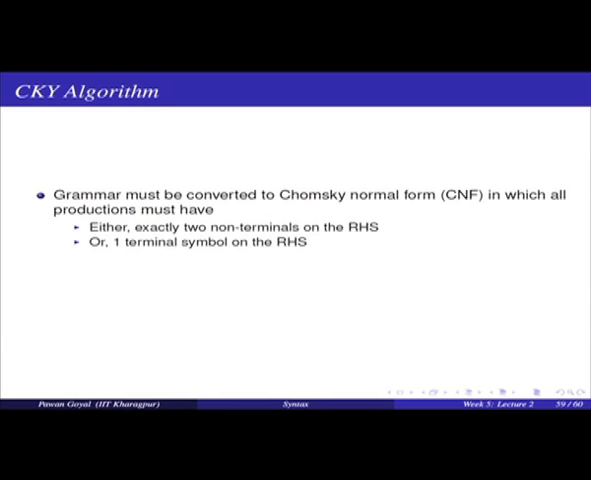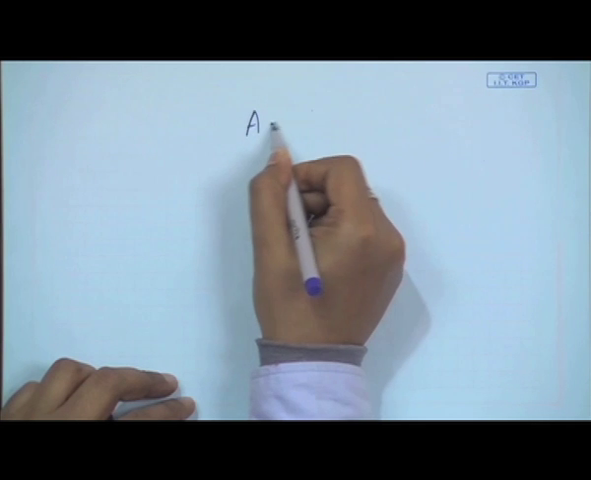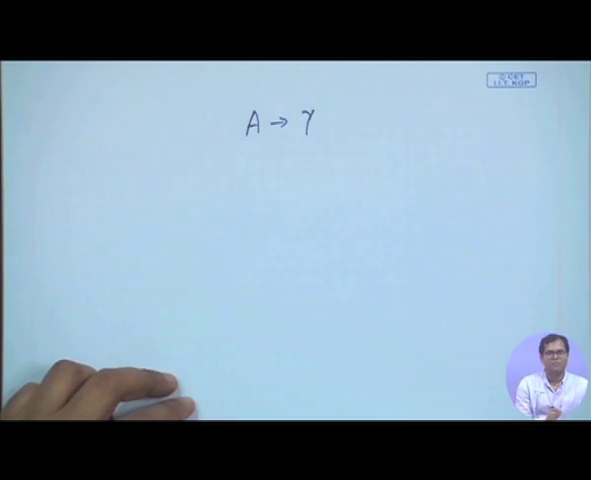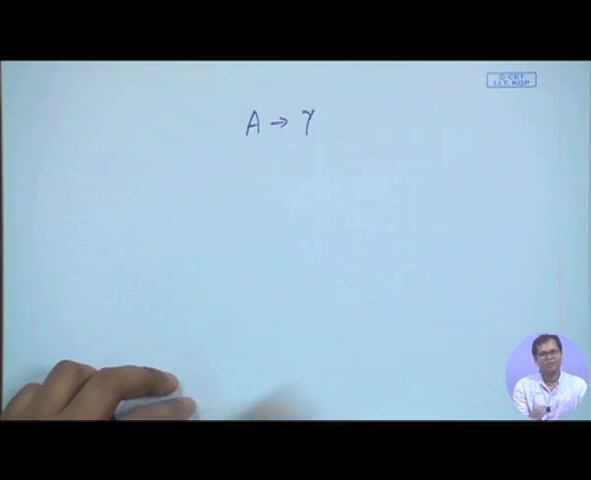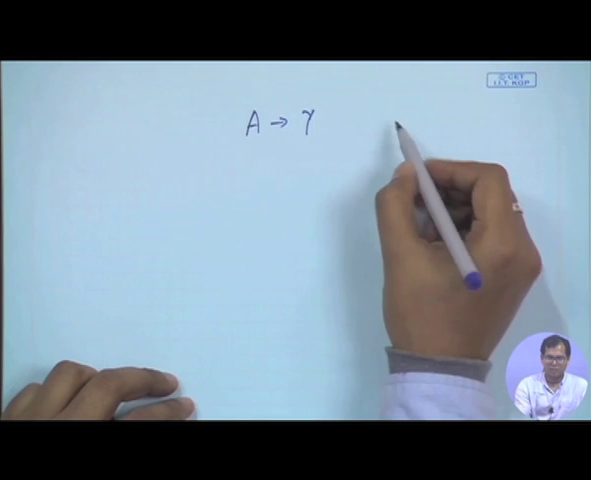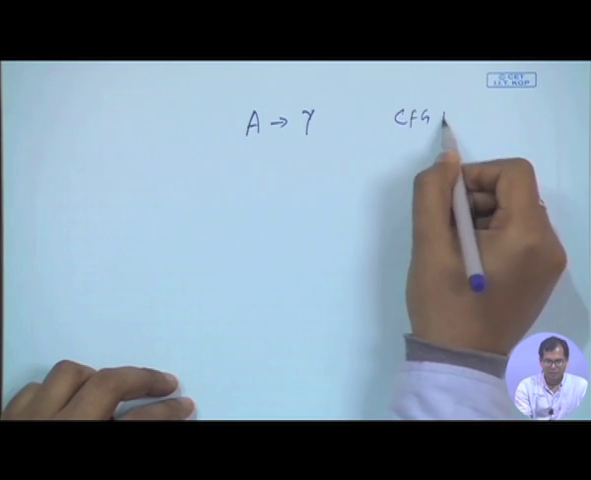What do I mean by that? In context-free grammars, a rule is of the form A goes to gamma, where A is a non-terminal and gamma can be a sequence of terminals and non-terminals. This is the general CFG production rule.